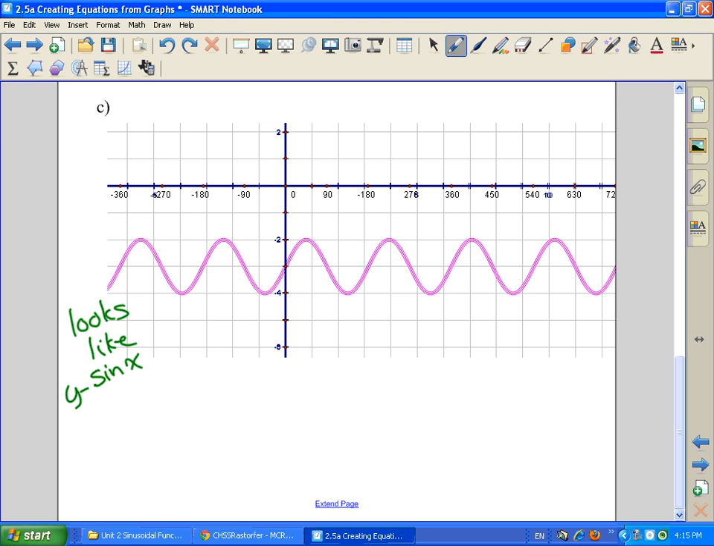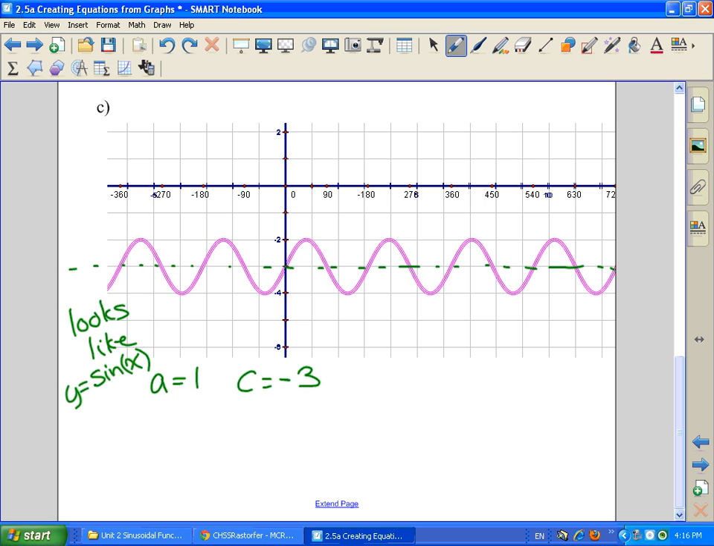Y equals sine x. All right, how do I know that? Because if I look at my axis, it starts at my axis. All right. So if the axis is at -3, what does that tell us? C equals -3. If I try to find my amplitude, A equals 1 because it goes a distance of 1.